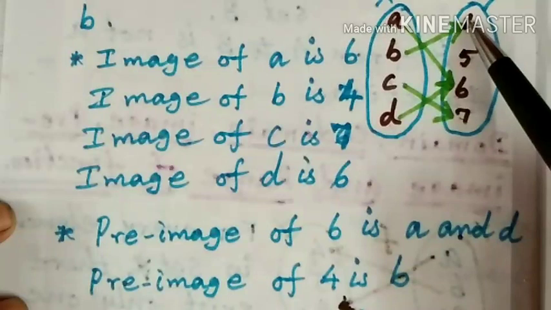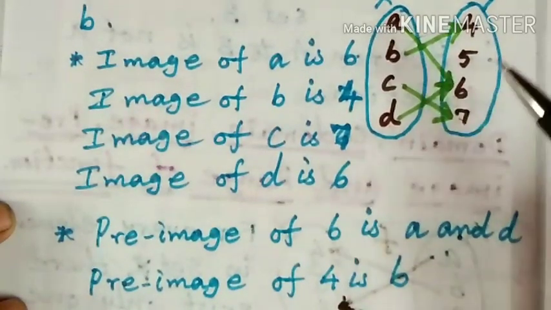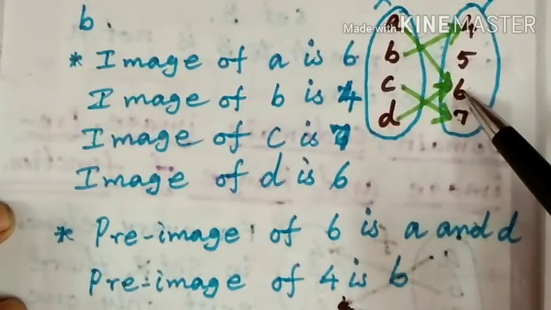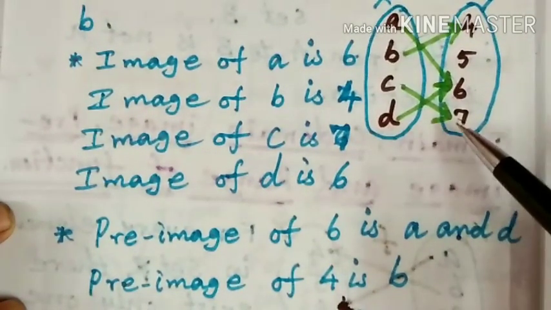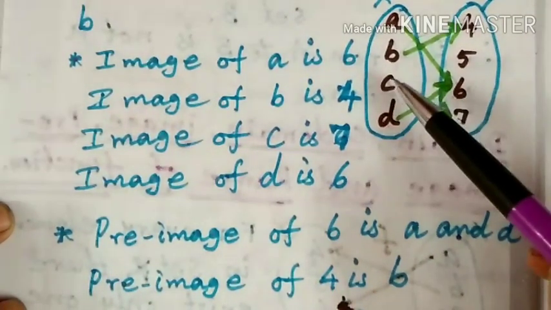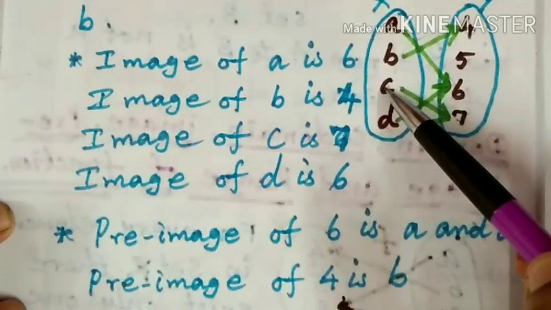Pre-image of 4 is B. Pre-image of 6 is A and D. Pre-image of 7 is C. Okay, last point.